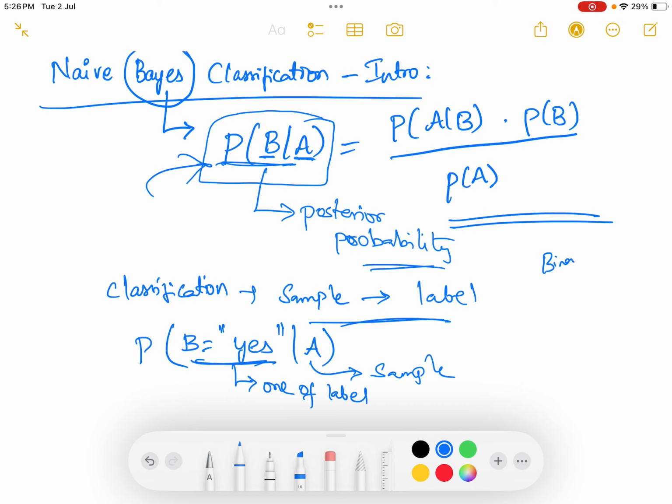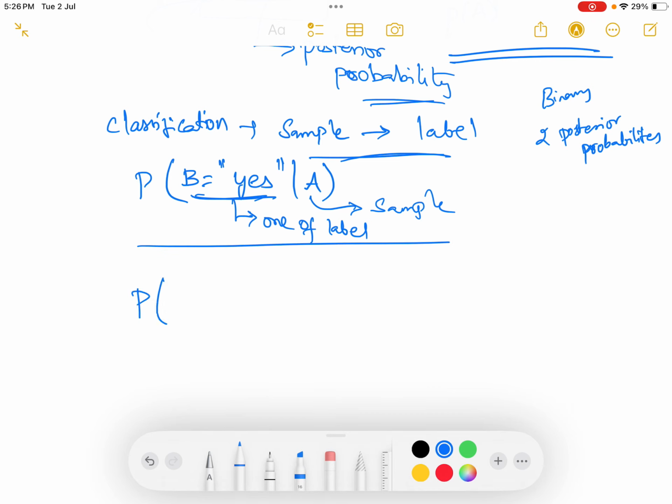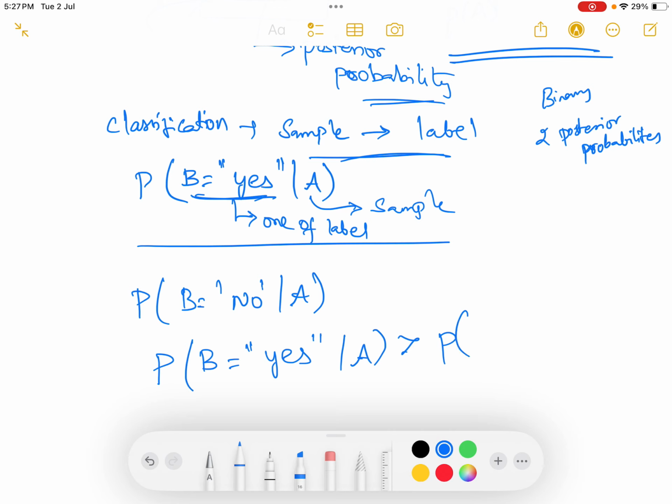If we are doing binary classification, we are going to have two posterior probabilities. Probability of yes class, and we also have no class probability, given the sample A. For both the classes we are going to calculate the posterior probability values and we'll decide the label based on the probability values. If the probability of yes class is greater than the probability of sample belongs to no class, then we conclude that sample A belongs to yes class.